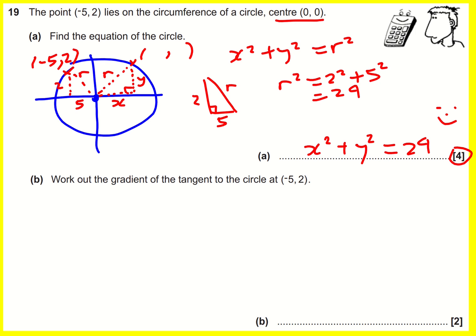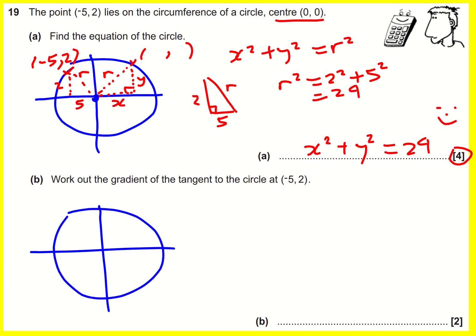Work out the gradient of the tangent to the circle at this point. Okay, let's give that a go. I'm going to draw it out again. It doesn't have to be perfectly to scale. That'll do there. I am going to write in minus 5 this time because I'm going to use my gradient triangle in a slightly different way. Because basically, what am I trying to find? The gradient of the tangent. That is going to be this thing here. That's the tangent. I don't want the equation of the tangent. That's a different question.